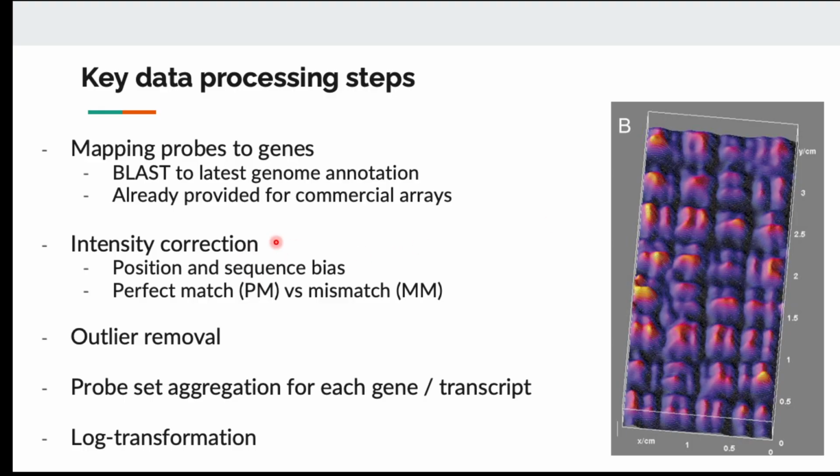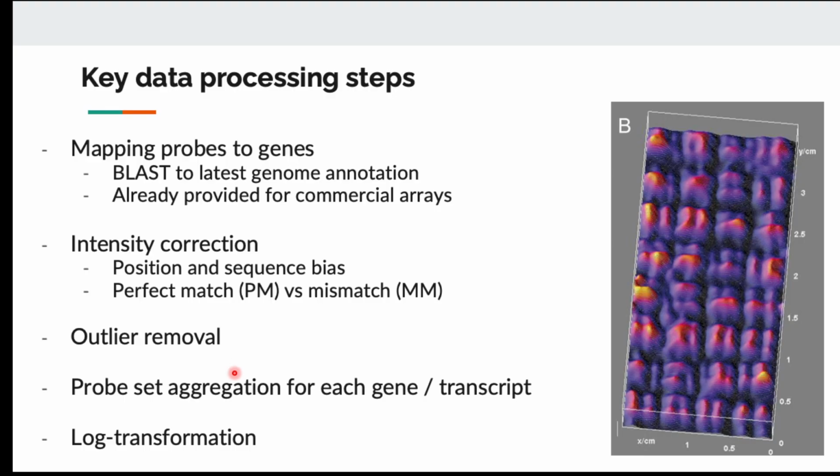So in the bioinformatics software, they're going to have to do some correction that depends on the position on the array, or depends on whether it is a perfect match probe or a mismatch probe. So in this lecture, we're going to talk a little bit about how we can correct for position-specific bias as an example of how we can formulate this problem.